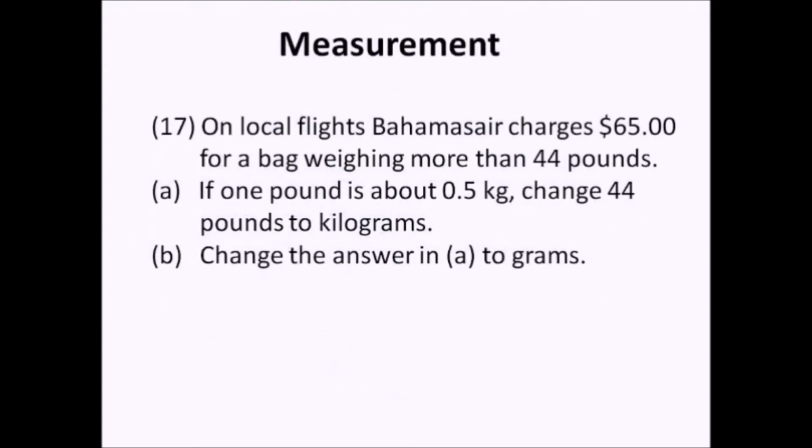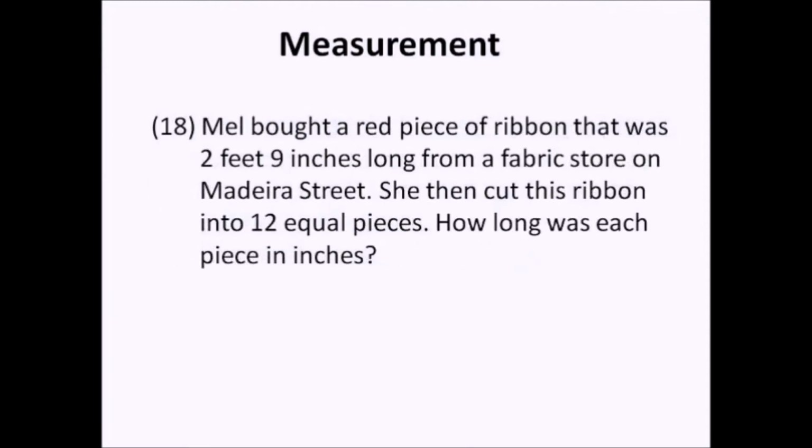Here we go, number 17, measurement. On local flights, Bahamas Air charges $65 for a bag weighing more than 44 pounds. A. If 1 pound is about 0.5 kilograms, change 44 pounds to kilograms. B. Change the answer in A to grams. So do it quickly. Two things you have to do. Change 44 pounds to kilograms, and 1 pound is 0.5 kilograms or half a kilogram, about that, and then change the answer in A to grams.